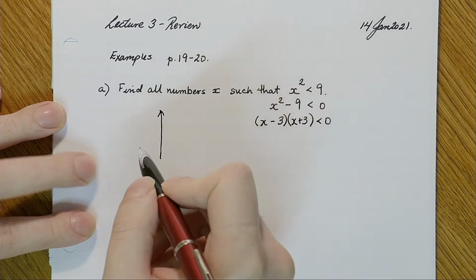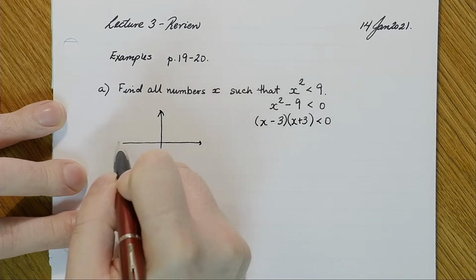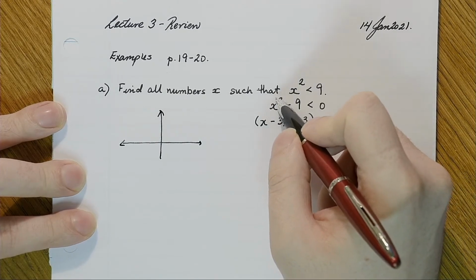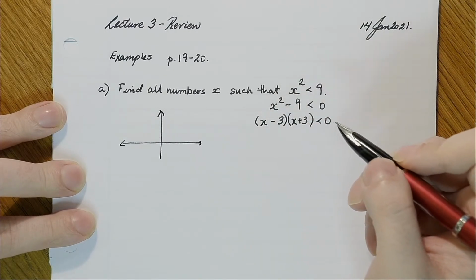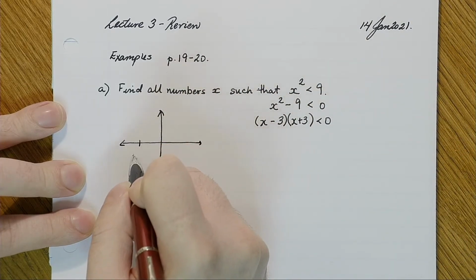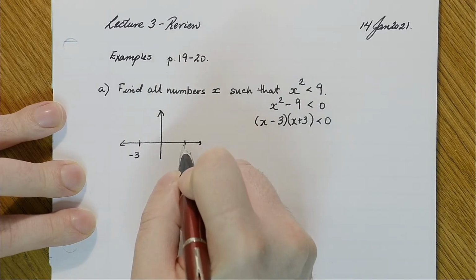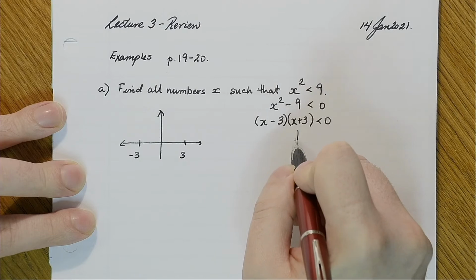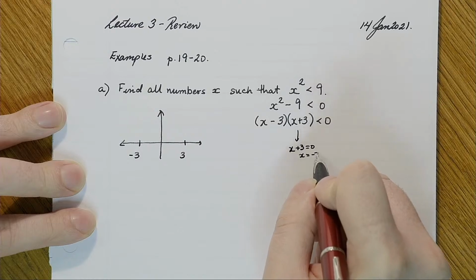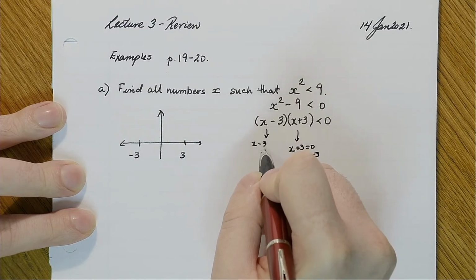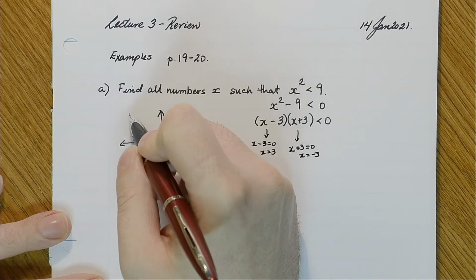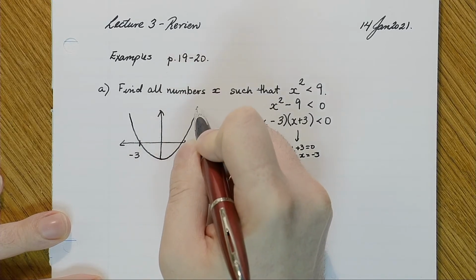Just doing a quick little sketch, I know that this is a parabola, and the coefficient in front of it is positive, so it means that it's opening upwards. It has zeros at minus 3 and 3. To see that, you just do x plus 3 equals 0, x equals minus 3; x minus 3 equals 0, so x is plus 3. And it's opening upwards. So just a quick sketch.